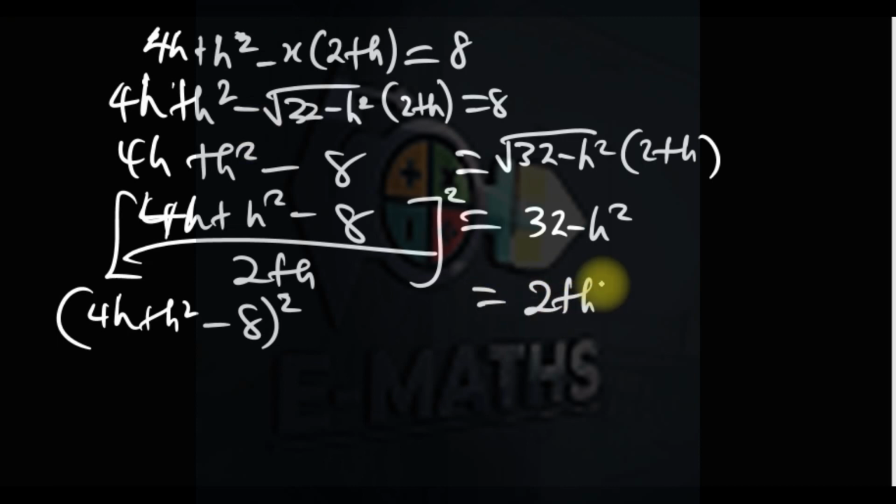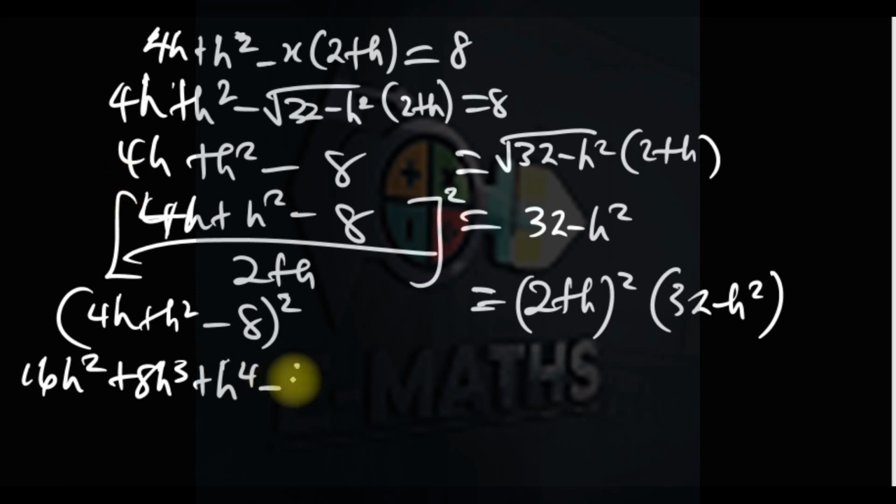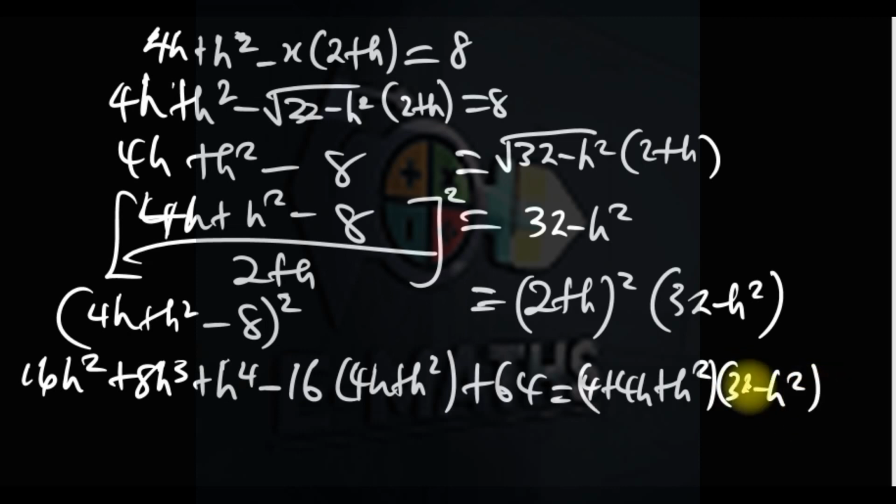So we have 2 plus h squared times 32 minus h squared. So let's expand this. If we expand this, we'll have 16h squared plus 8h cubed plus h to the power 4, minus 16, 4h plus h squared, plus 64. That's the expansion of this, and it is equal to 4 plus 4h plus h squared times 32 minus h squared.